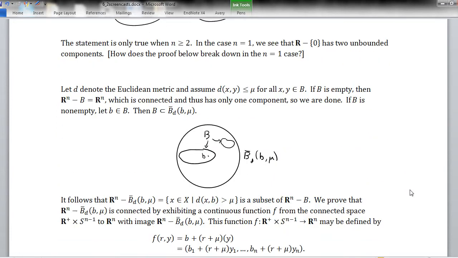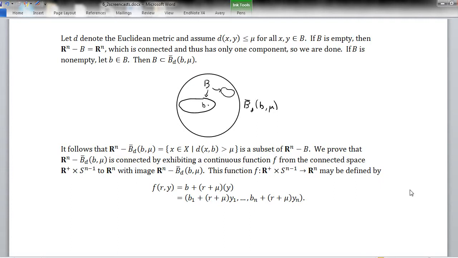So to start off, let d denote the Euclidean metric and assume that B is bounded. So we have this mu, which is an upper bound for the distance between two points x and y in B. We can first take care of the case when B is empty, because then its complement is just the entire Euclidean space, which is connected, and if it's connected, then it is its only component. So there's exactly one unbounded component in that case, and we're done.